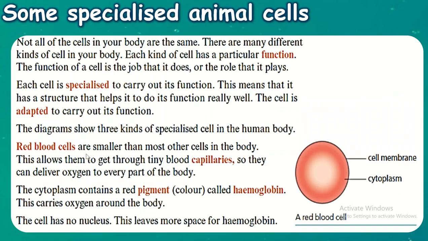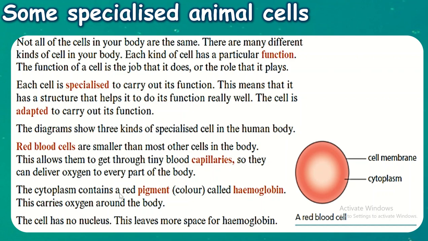Now red blood cells are smaller than most of the other cells in the body. This allows them to get through tiny blood capillaries. Blood capillaries transfer the blood from one part of the body to another part. So red blood cells are smaller in size, that's why they can travel from one side of the body to the other side using the capillaries.